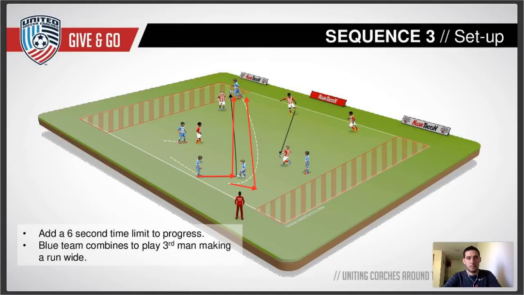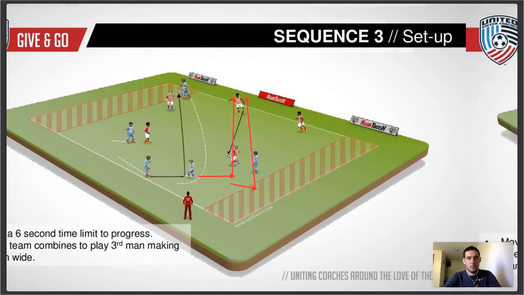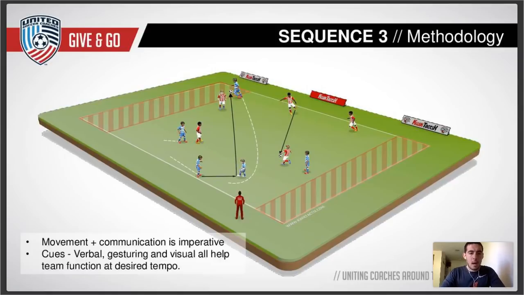So Ellis, let's talk about methods on this final slide. Yep. Again, movement and communication is very imperative on and off the ball here. I think the cues that the players are looking for within one another are the visual, the gesturing. Maybe the player's got their hand up to signal where they want the ball, or maybe they're breaking a line with a run and they're signaling that they want the ball played through.